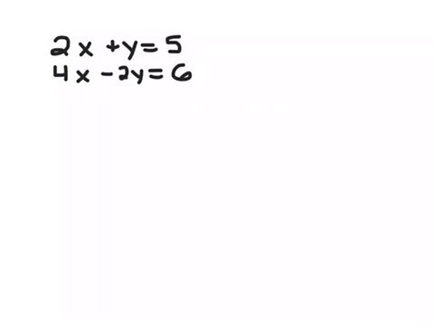Step 1. Isolate the variable in one of the equations. So as we look at these two, the first equation is the easiest because y has no coefficient. However, you can isolate either variable.